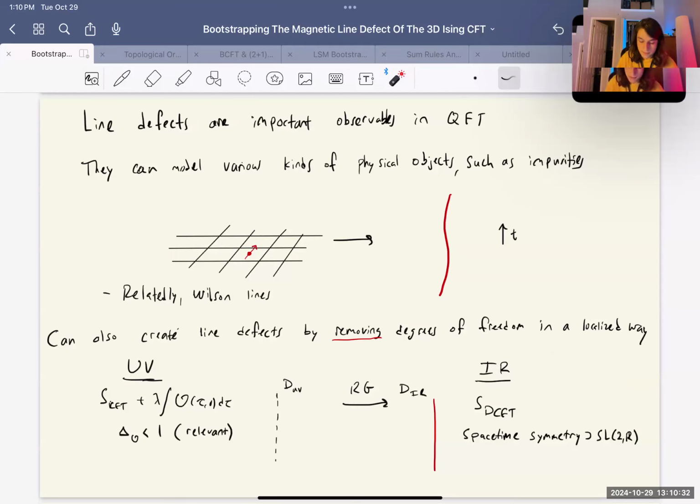So when I just have a line defect, I'll call something a defect conformal field theory when it preserves all of the conformal symmetry that preserves the location of the line.